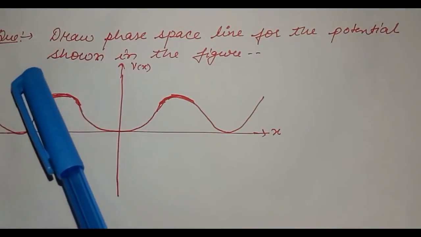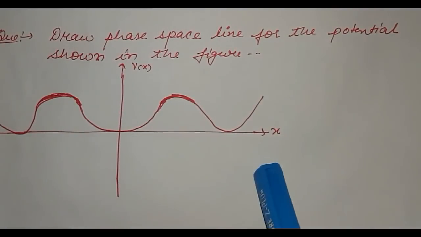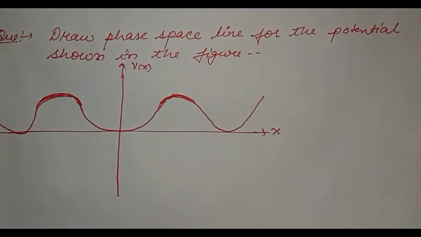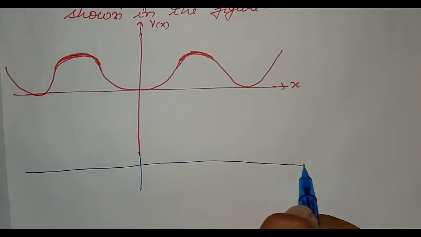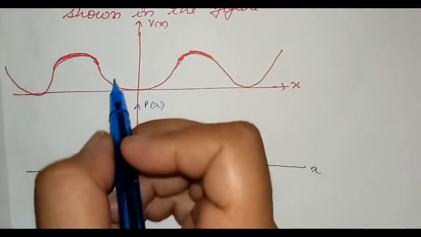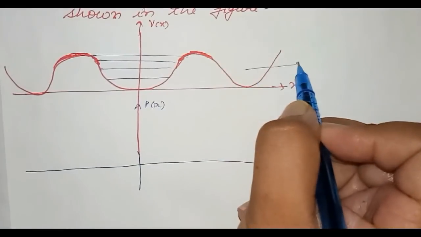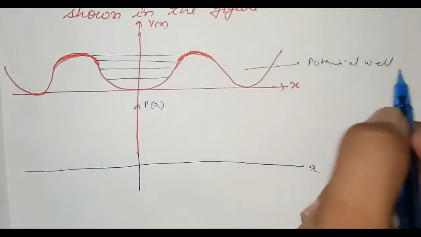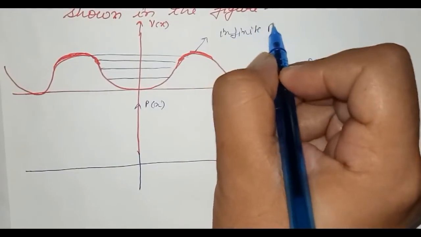One more phase space trajectory question. Draw a phase space line for the potential shown in the figure. The figure is given and we draw the phase space line according to the given diagram. We draw the axes of momentum and coordinate, and it is a potential well, an infinite potential well.